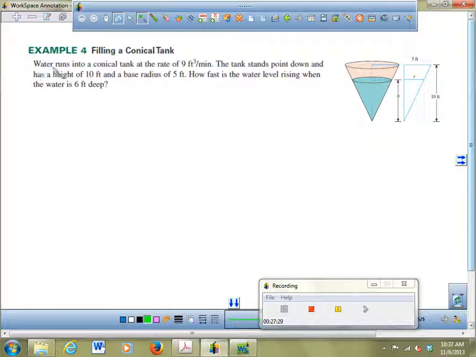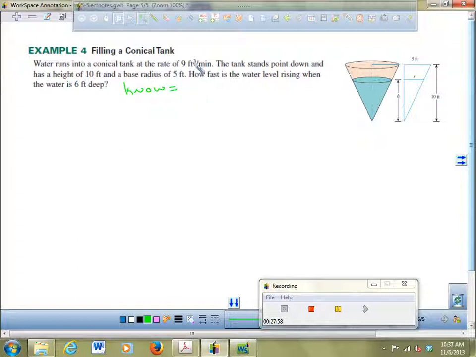Okay. Water runs into a conical tank. The tank stands up, point down. It has a height of 10 feet and a base radius of 5. How fast is the water level rising when the water is 6 feet deep? So what do you know?